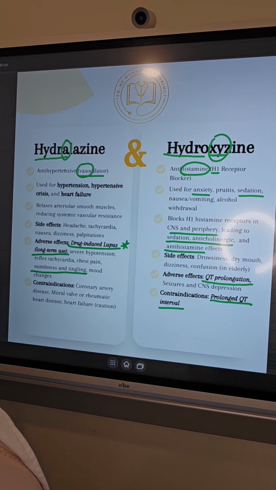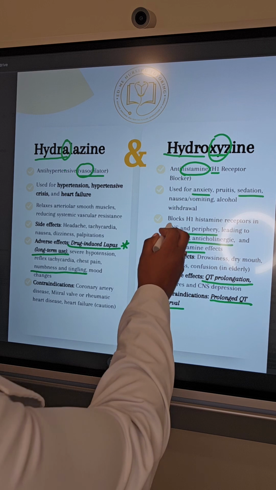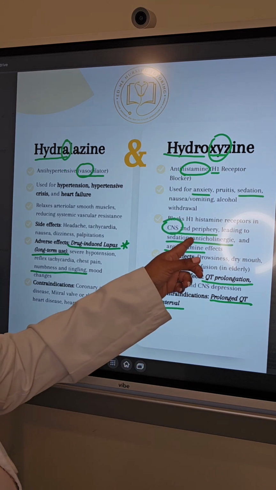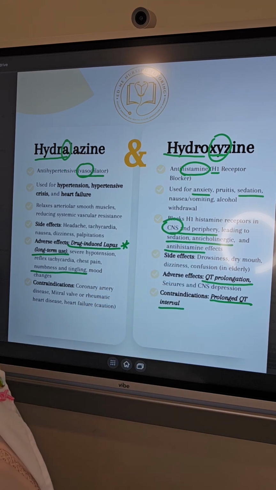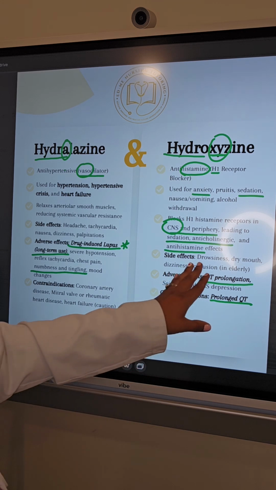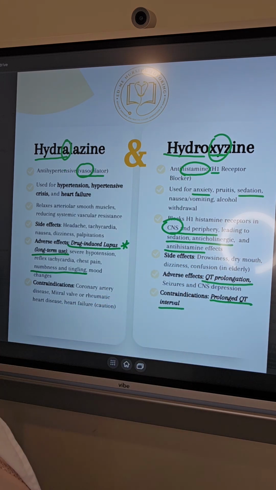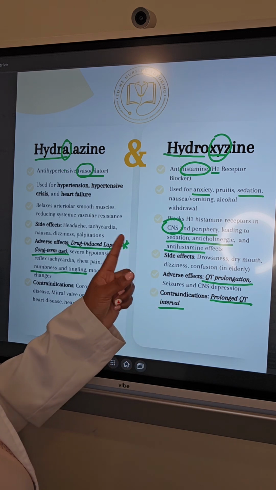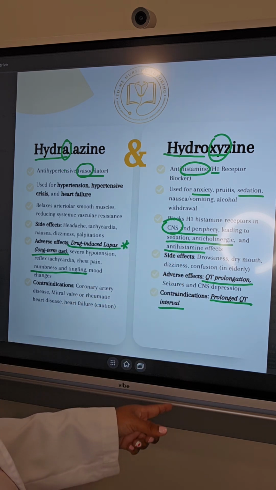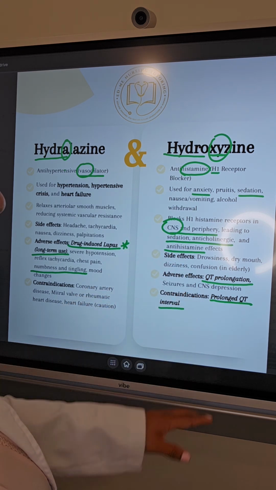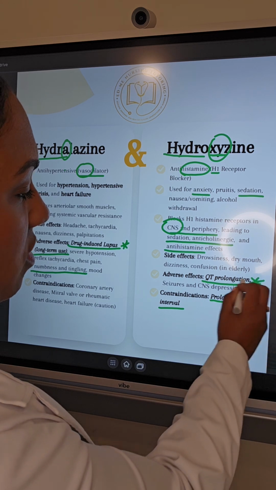For hydroxyzine, this is an H1 receptor blocker, which is a type of antihistamine. So it does help with pruritus and allergic reactions, but the other thing that it does is that it affects your CNS. Therefore, you can develop sedative and anticholinergic effects. So you want to look out for drowsiness, dry mouth, dizziness, and confusion, because again, it's affecting not just that periphery, but that CNS.